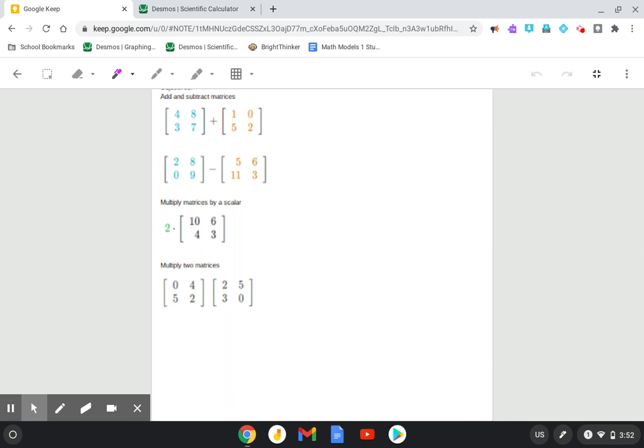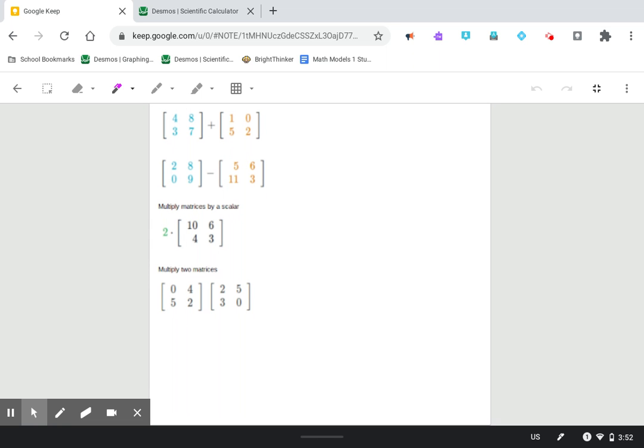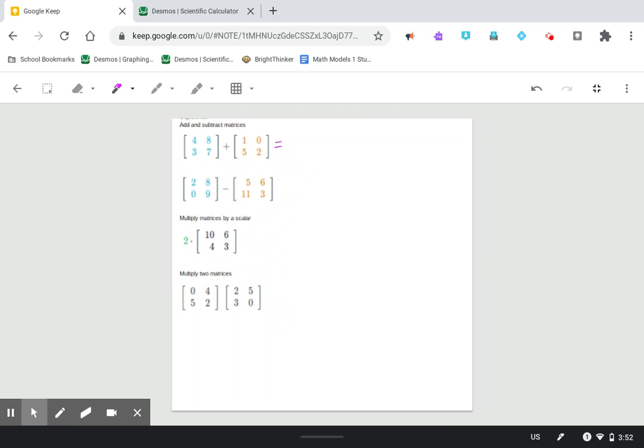So looking at the first section, this is all about adding, subtracting, and multiplying matrices. This is stuff that we covered early on in the unit, but just as a reminder, remember to add or subtract matrices. You add or subtract things that are in the same position. So when you're done, you'll have a matrix that is the same size as your original one.